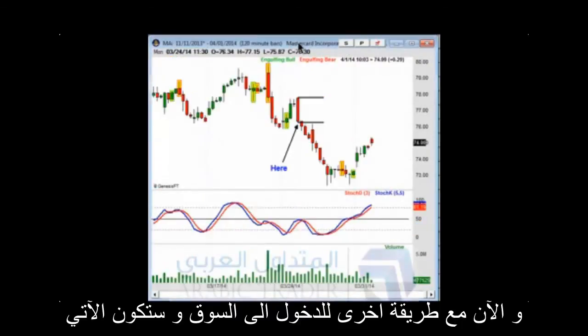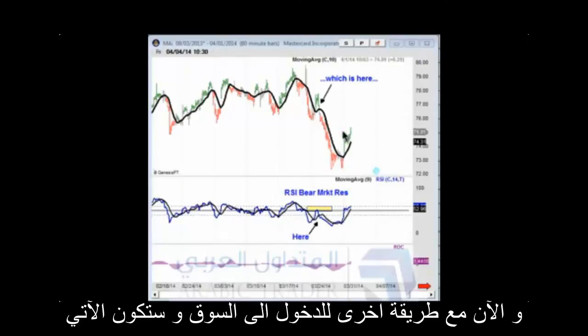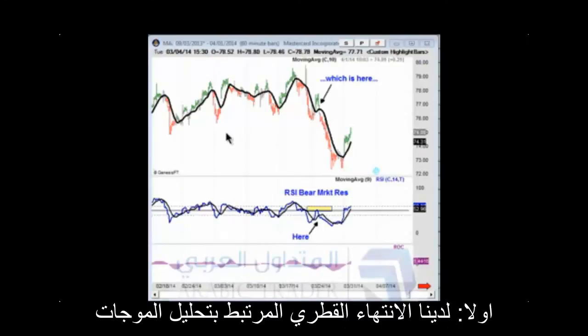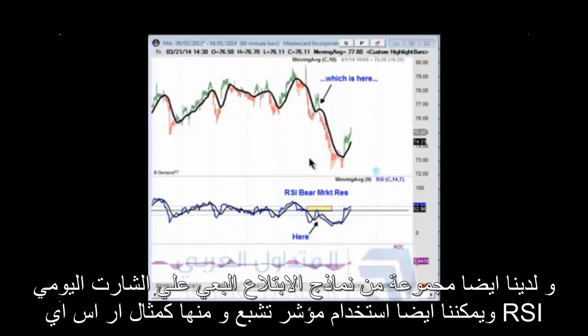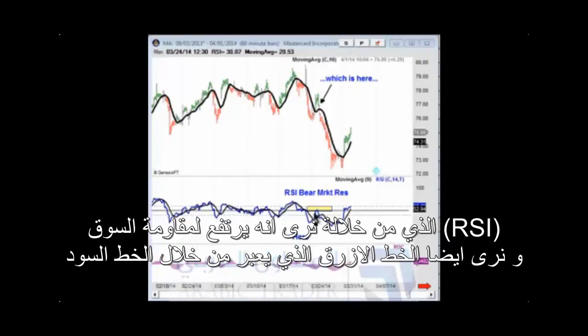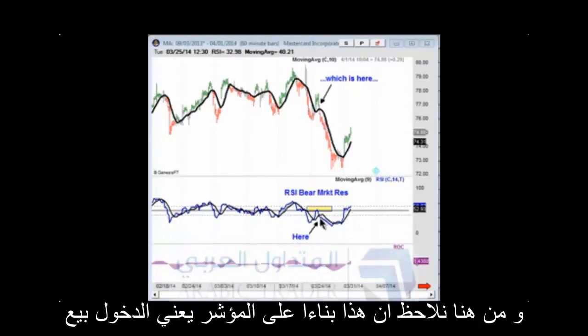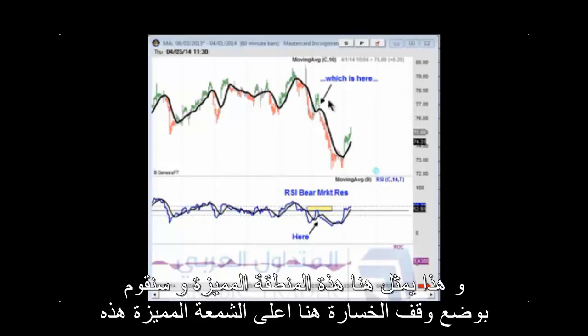Now, another technique that we can utilize to enter the market: number one, we have the bearish ending diagonal here, utilizing our Elliott wave analysis. We also have a number of bearish engulfing patterns on the daily chart level. Well, what we can then do is utilize an indicator. Here's a good example of RSI pushing up into RSI bear market resistance, and then notice the blue line crosses below the black line. We could have utilized that as an indicator to go short, and that would represent that gray bar.